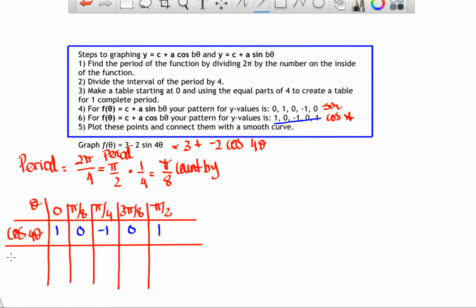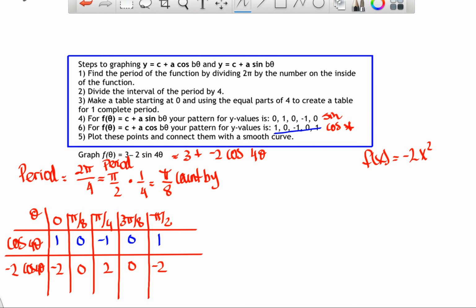So now what does the -2 do? Well, the -2 is multiplying the cosine of 4 theta. So a -2 times 1 is a -2, and -2 times 0 is 0, 2, 0, -2. So this -2 is not really actually different than, what if the function I had was -2x squared? Wouldn't the negative flip the x squared and the 2 increase the y values by a factor of 2? So that's what it does over here.